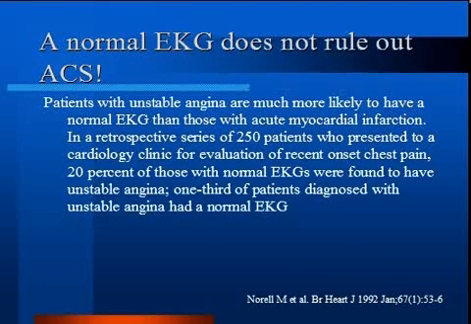History and physical exam are important for the diagnosis of unstable angina. Patients with unstable angina are more likely to have a normal EKG than those with acute myocardial infarction. In a retrospective series of 250 patients who presented to a cardiologic clinic for evaluation of recent onset chest pain, 20% of those with normal EKGs were found to have unstable angina, and 1/3 of patients diagnosed with unstable angina had a normal EKG.